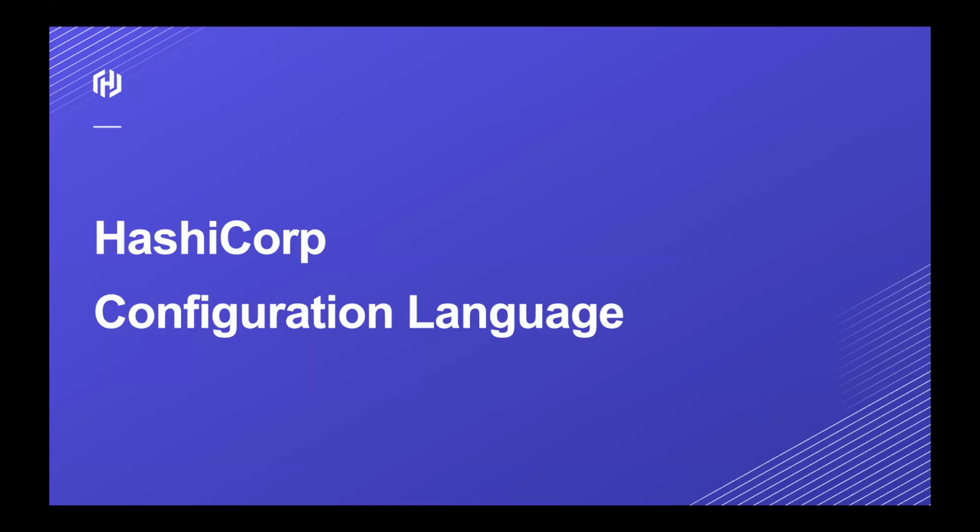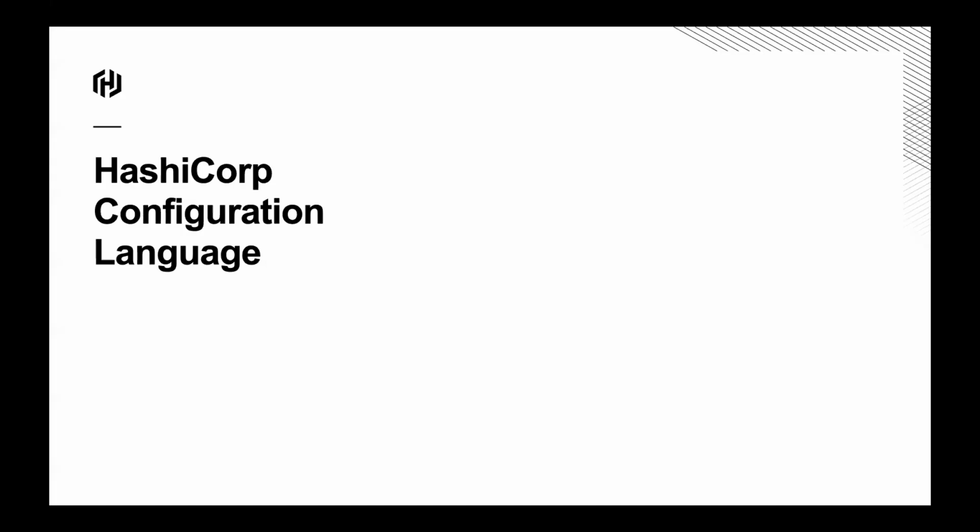How do we write that? What language is it in? When you write code for Terraform, you do that using a language called HCL, which stands for HashiCorp Configuration Language. This is a common language that is supported by all of our tools, like Vault and Consul and Nomad.